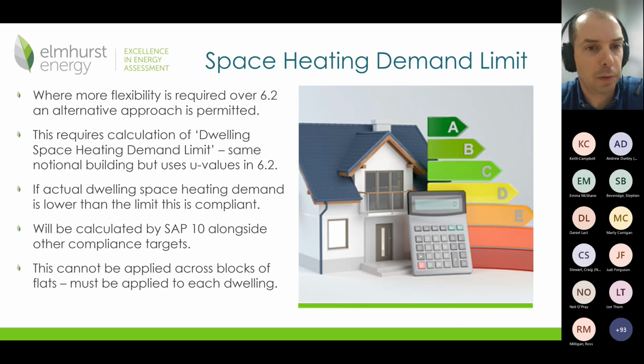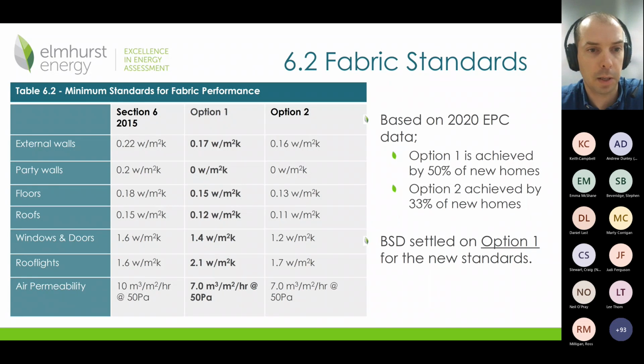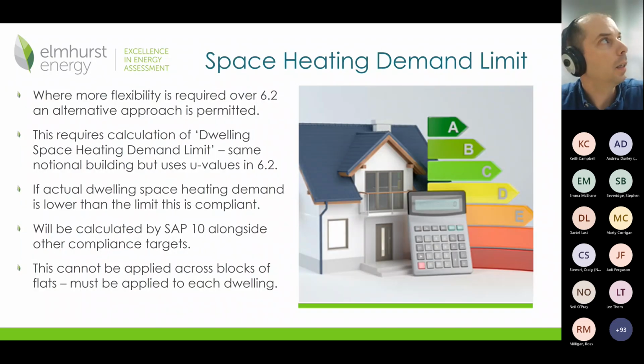They did look at an alternative solution. If you wanted a bit more design flexibility, rather than building to the standards in option 1, they acknowledged that because of the use of low emission heating or renewable energy, there may be a scenario where you want to build to a slightly different U value or use a slightly different amount of glazing than in the minimum standards. So they've brought in an optional way of demonstrating compliance, which gives you more flexibility, called the dwelling space heating demand limit.